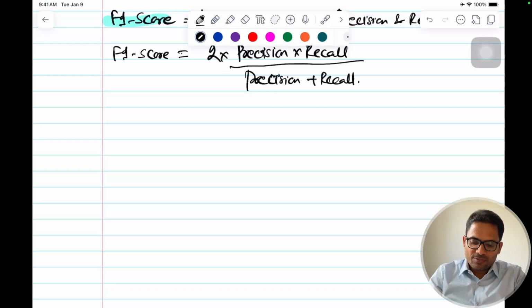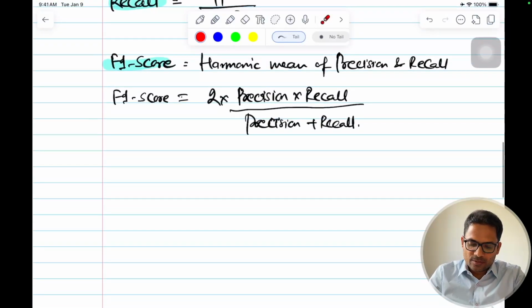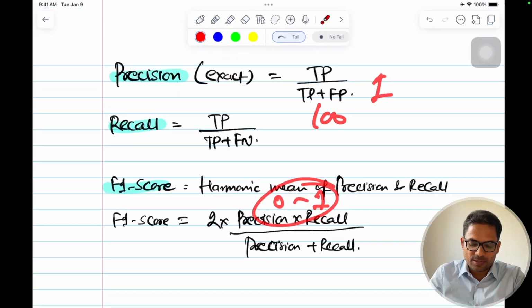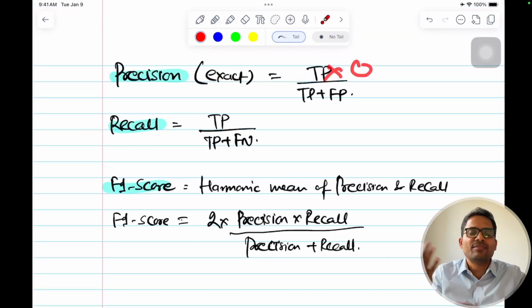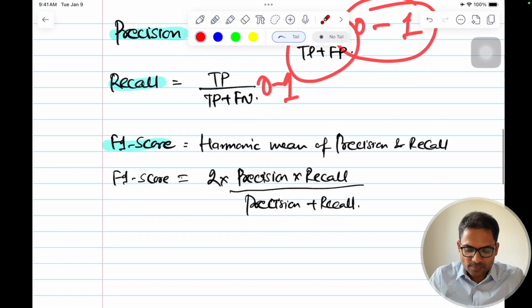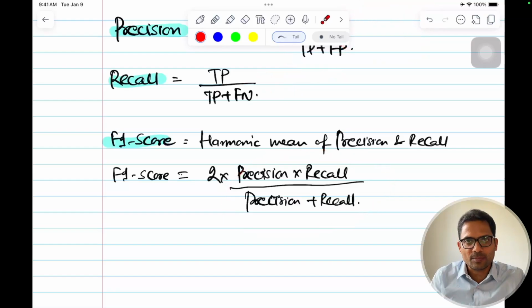Whenever one of these values is very extreme, and this will range from 0 to 1, right? Because the max can be 100%, so this will be 1, and the min can be 0, where it doesn't identify anything as positive. So minimum will be 0, max will be 1. So these values will range between 0 to 1. Similarly here also, because that's the harmonic mean.